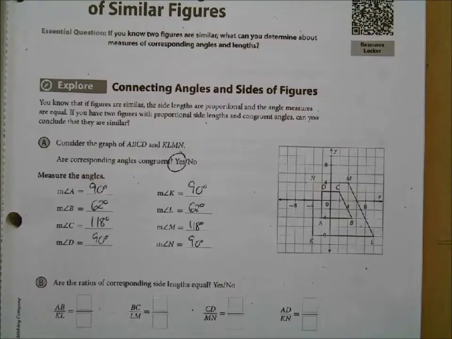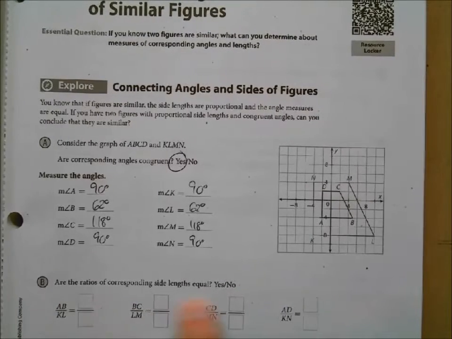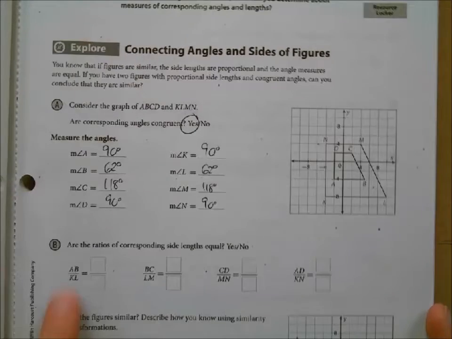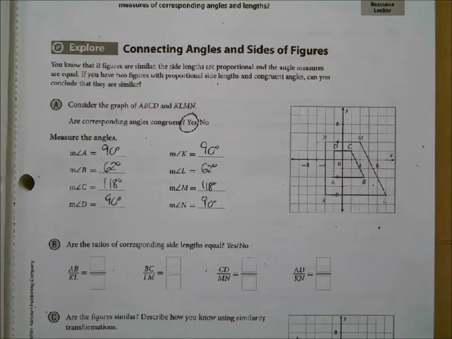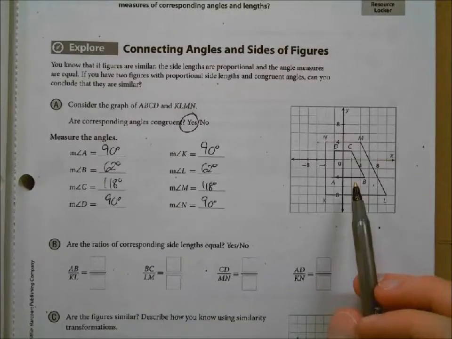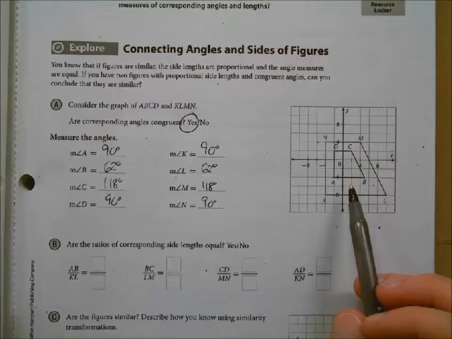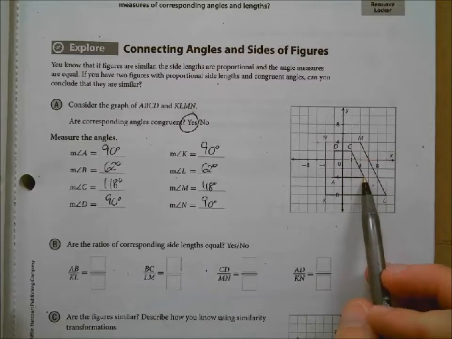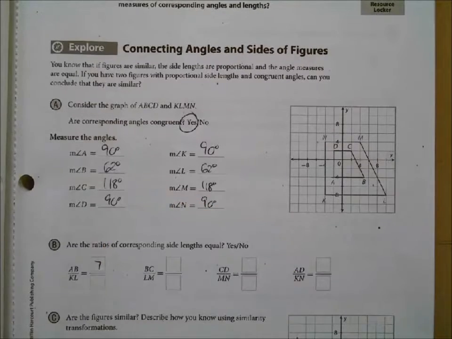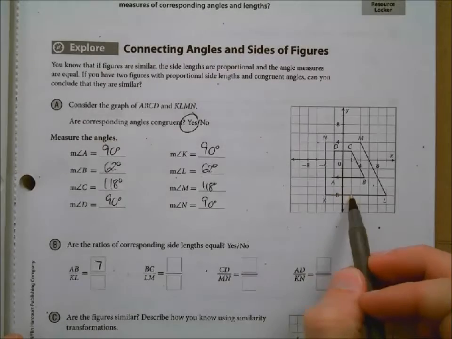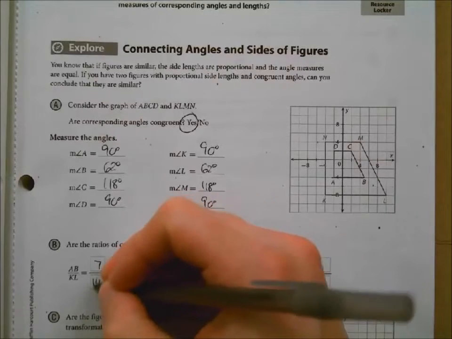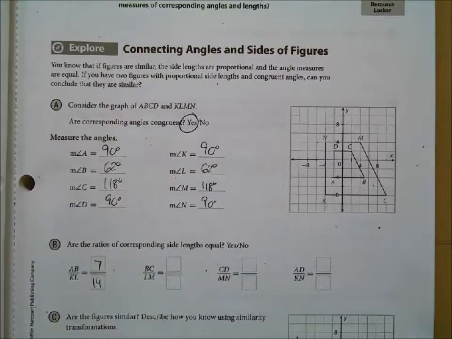Okay. We also want to check to see if the ratios of corresponding side lengths are equal. So we need to figure out the lengths of these things, right? So for example, what is the length of segment AB? Well, be careful. What are these blocks counting by? 2. So it's going to be 2, 4, 6, 7 is the length of AB. What about the length of KL? What is its length? I think it's about 14. I think it turns out to be 14, yeah. Okay, 7 over 14, very good.